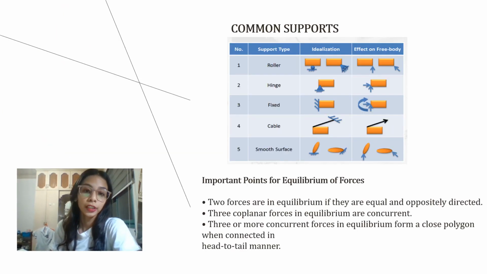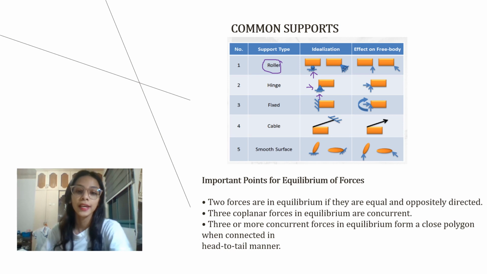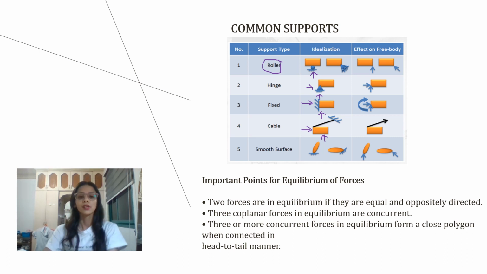So we have here the common supports that are commonly used as examples, which is the roller, and the reaction on the roller is only 1. And the hinge, we have 2 reactions. And the fix and the cable with 2 reactions, and the smooth surface.